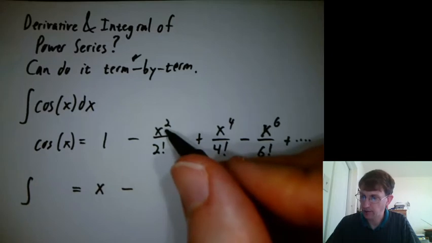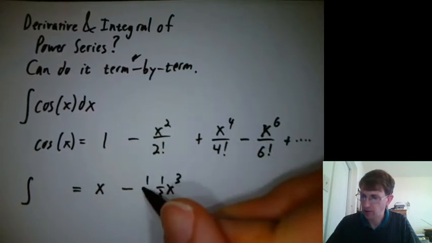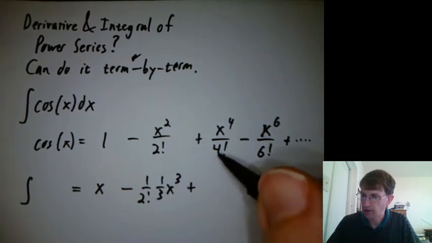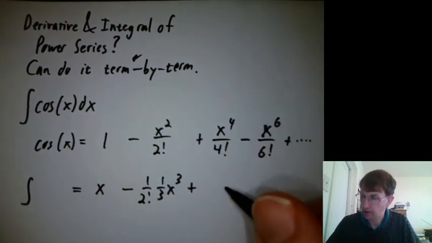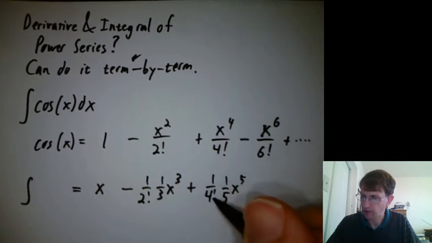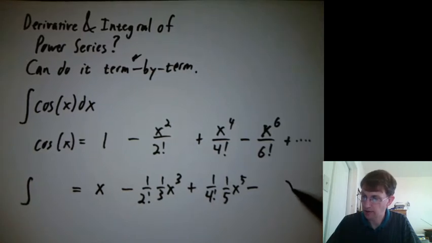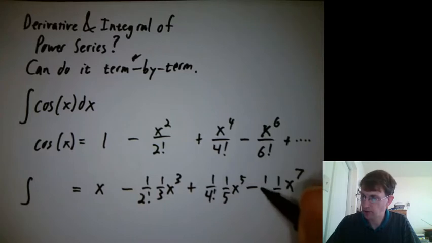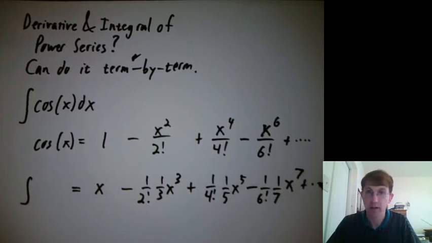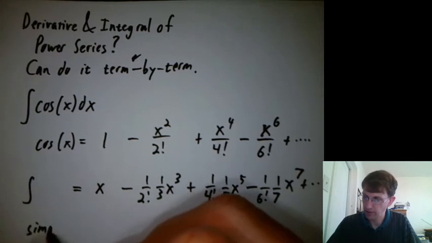The integral of x squared is 1/3 x cubed, and we have a 1 over 2 factorial. The integral of x to the fourth is 1/5 x to the fifth, and we have a 1 over 4 factorial as a constant multiplier. The integral of x to the sixth is 1/7 x to the seventh, times 1 over 6 factorial, etc. And then let's simplify.